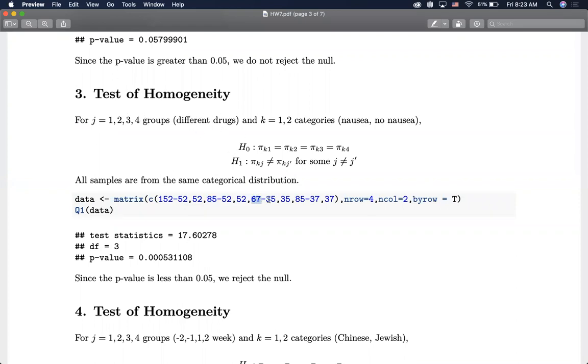So you need to subtract that to get the number. First create your table, and then conduct the test. Do not reject the null.